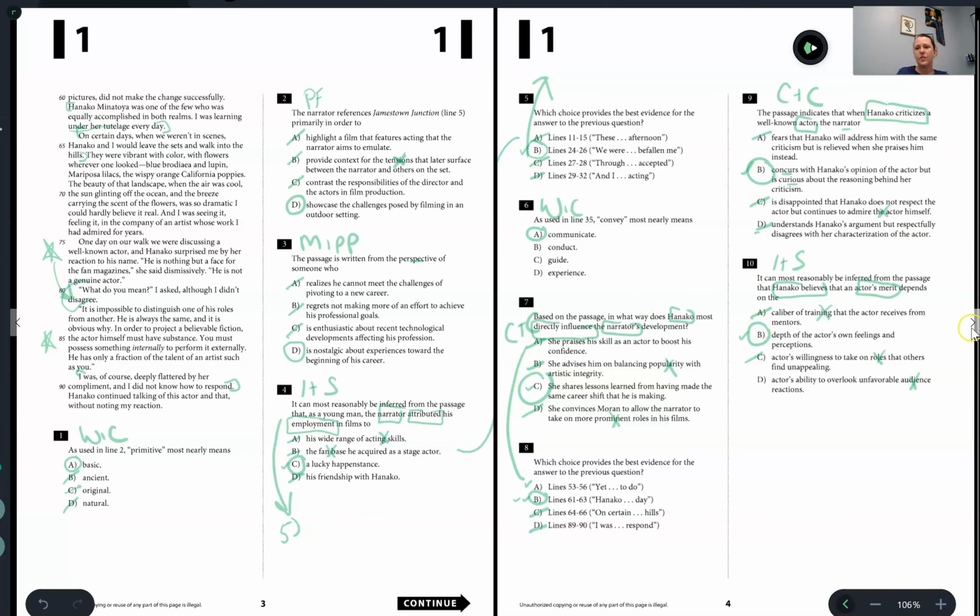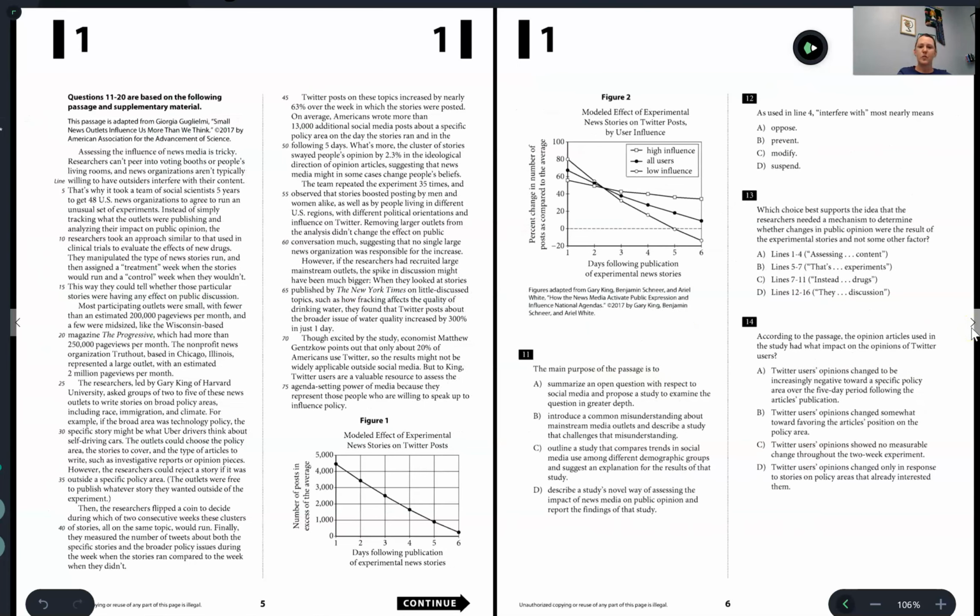Okay, moving on to passage 2, which we know is always going to be either global conversation or social science. This piece was written in 2017. It has graphs, and it talks about small news outlets' influence. So that's going to be a social science. It's going to be informative by nature. Let's go ahead and start diagnosing some questions.